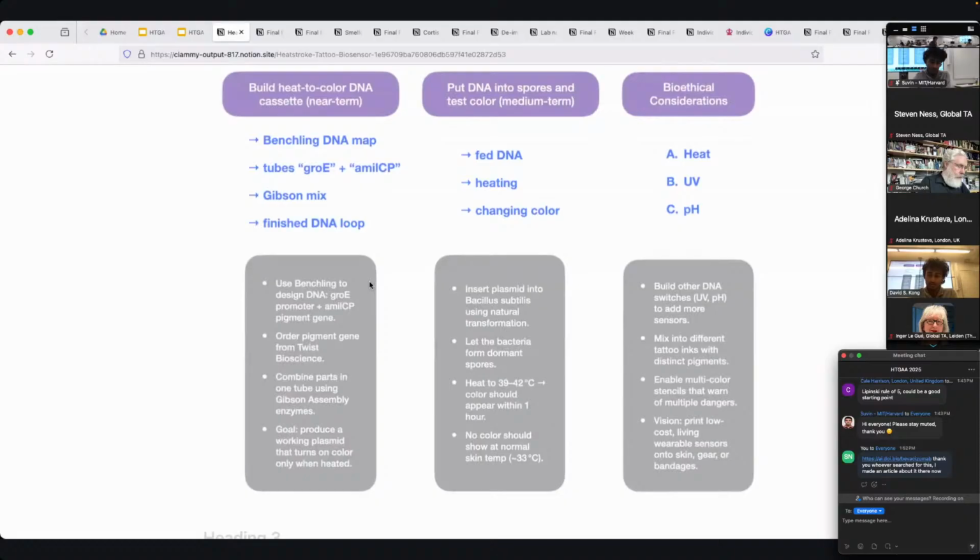And then aim 3, this is more of like a future direction. I guess build other switches, not only for heat, but for UV and light, maybe pH as well, and then mix these into different tattoo inks to create a multi-color stencil that would warn of multiple dangers.